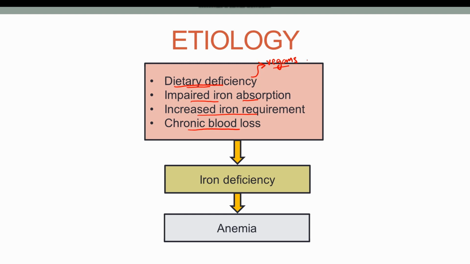Heme iron is primarily present in the meat and poultry products. The other causes of dietary deficiency include malnutrition, which is more prevalent in the underdeveloped and developing countries. The second reason is impaired iron absorption. Impaired iron absorption could be due to gastrointestinal disorders such as tropical sprue, chronic diarrhea, and moreover in gastrectomy patients.